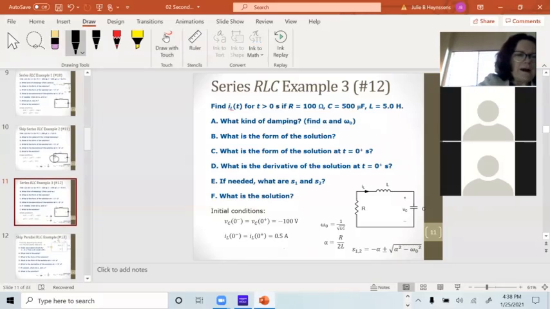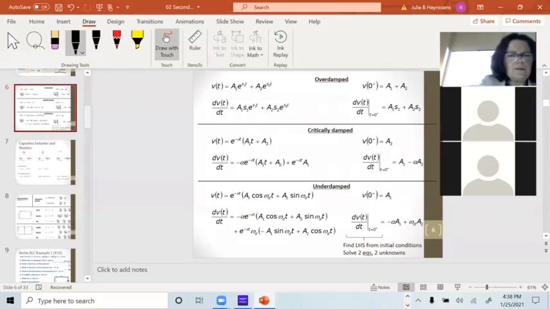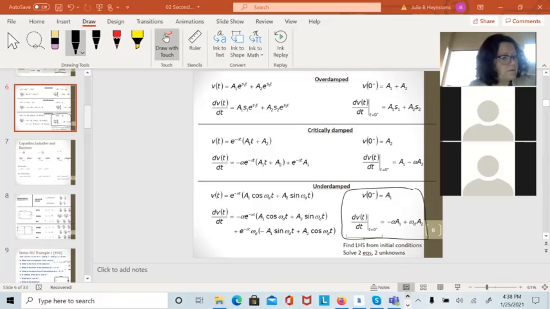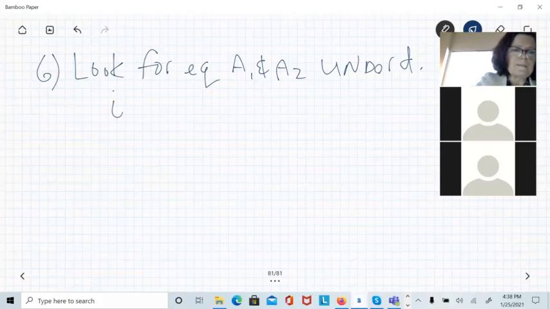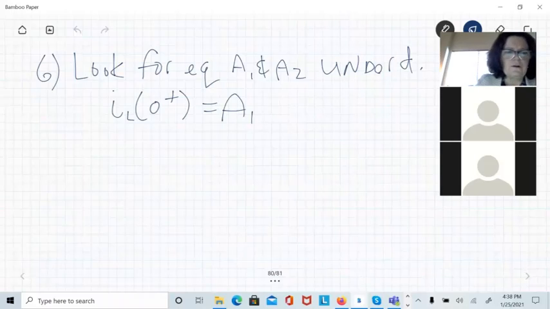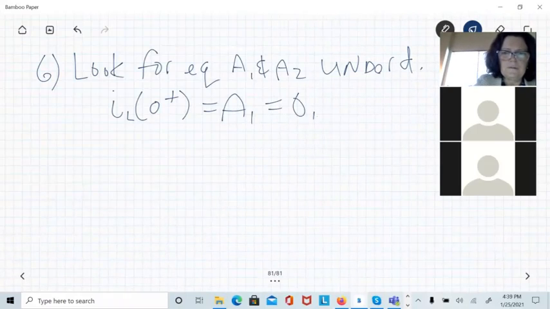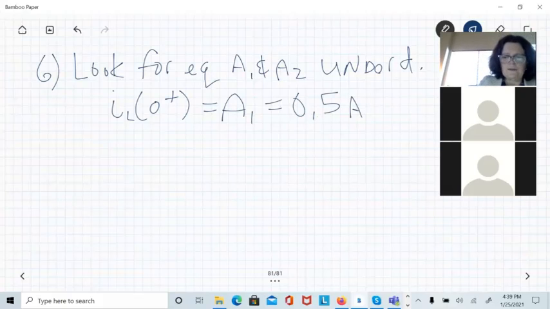So I go back to those key slides, and it's an underdamped system. Now this says V, but I'm really solving for I. I'm not going to worry about that because this is a differential equation. I'm going to replace these V's with I. So iL(0+) is A1. And we've already solved for iL(0+). It's 0.5 amps.